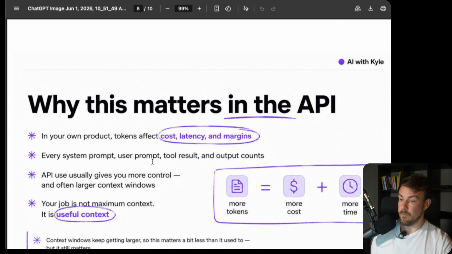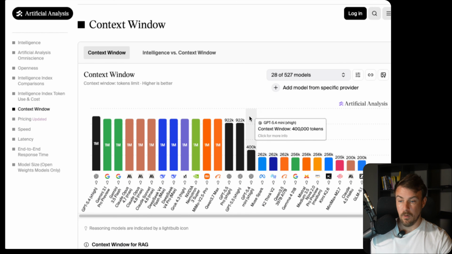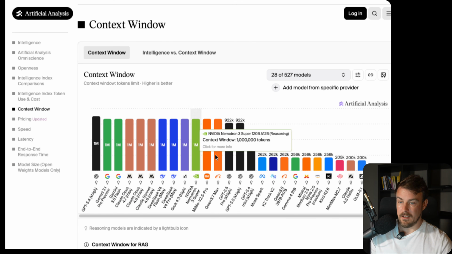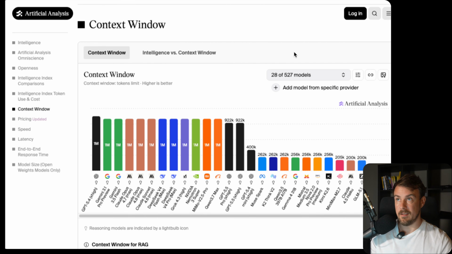So your job here is not just going to be giving people access to the best model and giving them unfettered context window, because that's going to end up costing you an absolute fortune. So this is when we move from just using AI to actually building with AI. It becomes super important. So it's all complicated, very complicated, working out how much context a particular model has, because generally the context window will be a different size in the chatbot, a different size in the harness, so like Codex or Claude Code, and then a different size again inside of the API.